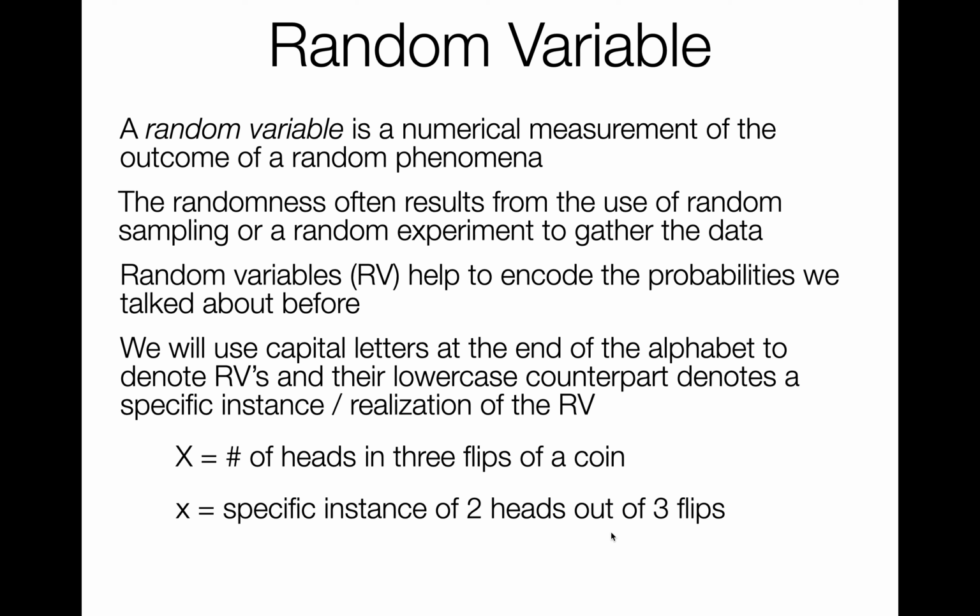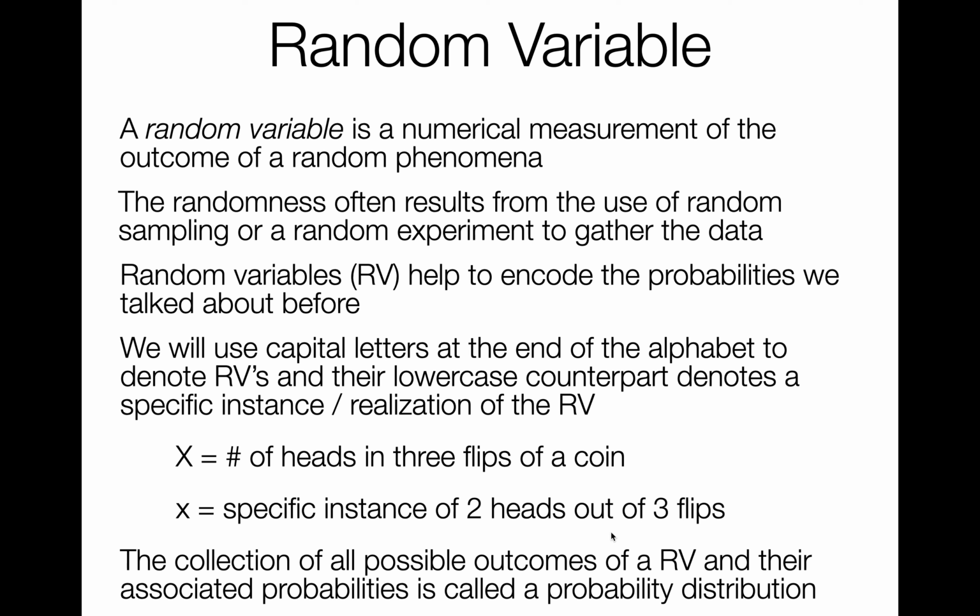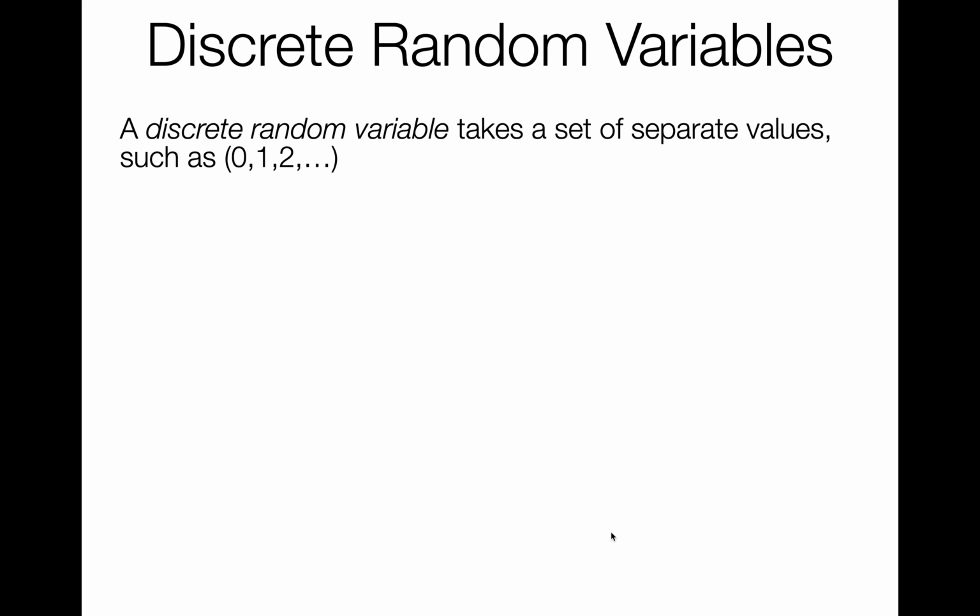I could get 0, 1, 2, or 3, right? But x is what actually happened. Capital X is the theoretical counterpart of counting the number of heads in 3 flips. So the collection of all possible outcomes of a random variable and their associated probability that that outcome happens is called a probability distribution. And probability distributions are going to be sort of central to what we do in this course. So they're really important.